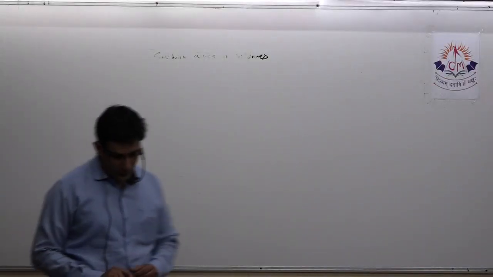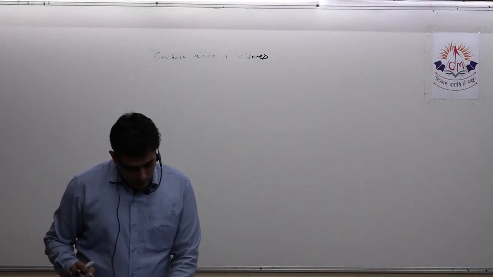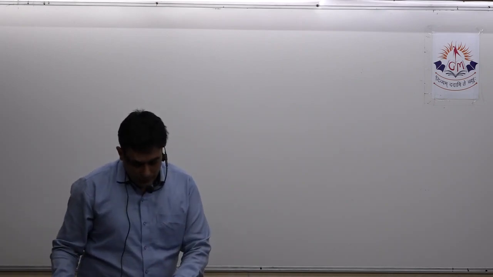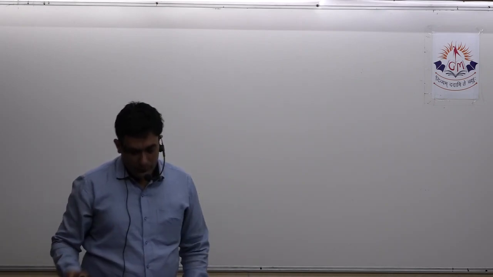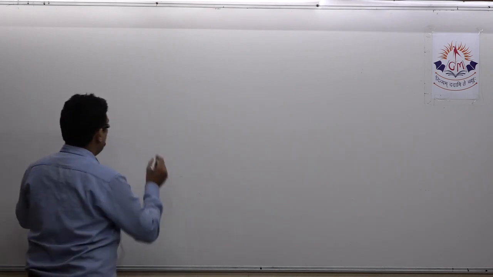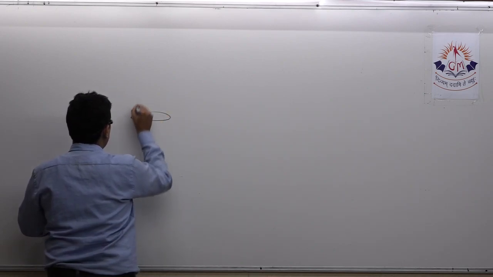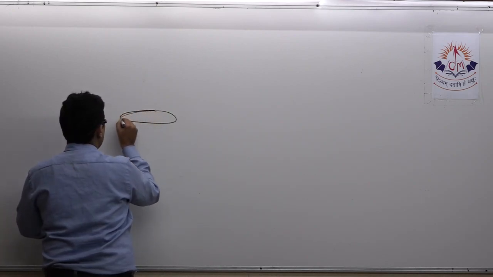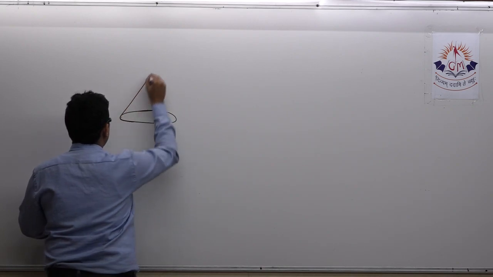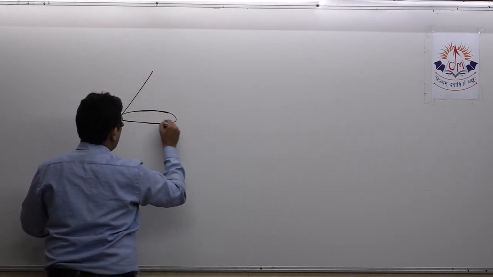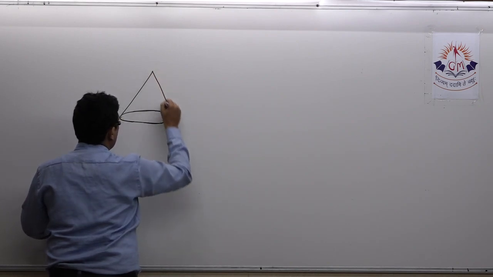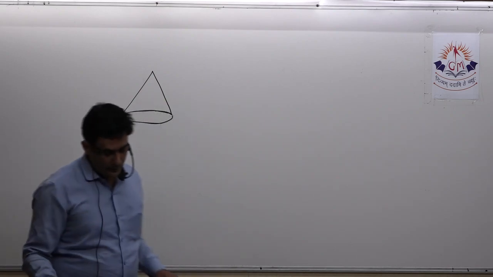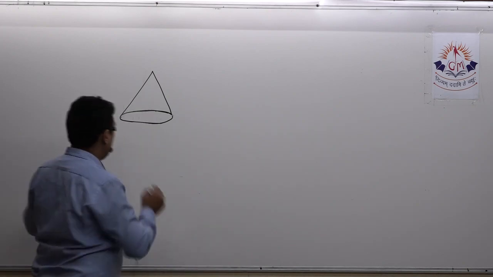Now we'll see question number 16. A solid consisting of a right circular cone of height 120 centimeter and radius 60 centimeter, standing on a hemisphere. Suppose we have a cone in this way, and it is standing on a hemisphere.